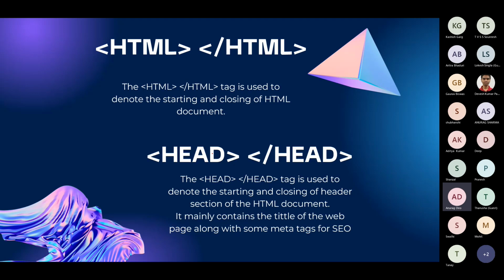So the head tag is used to denote the header section of the HTML document, which mainly consists of the title and some meta tags, which are used for search engine optimization to make Google decide which website to rank first and rank last. So this is all decided by the header section of the website, which is added in the head tag.